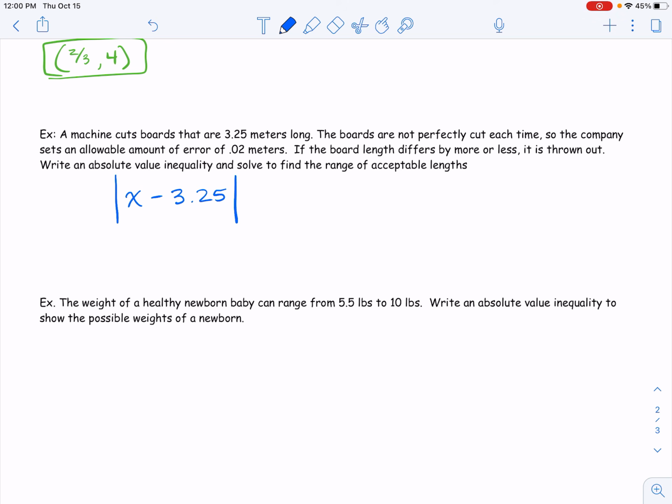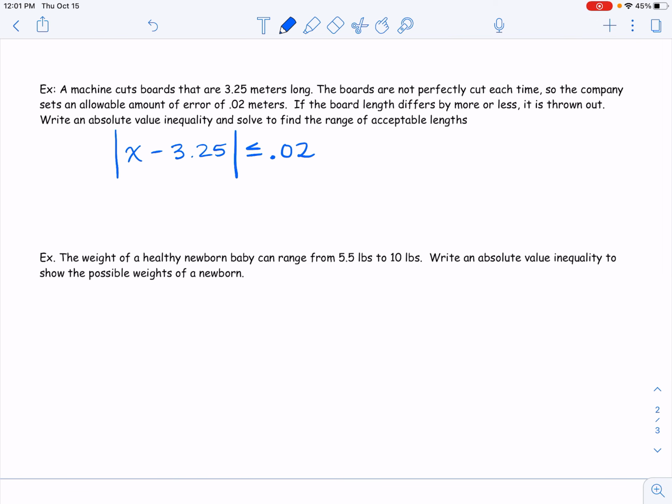Our amount of error, our variance, is that 0.02, and we said we have to be less than or equal to that amount, because if it's more than 0.02 meters longer, it's thrown out, or if it's more than 0.02 meters shorter, it is thrown out. So we need to keep this number less than or equal to that variance of 0.02. And so this is our equation. And from there on, you know how to solve. You're creating the two equations.